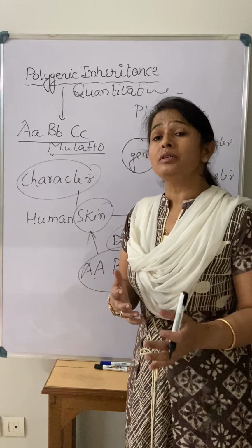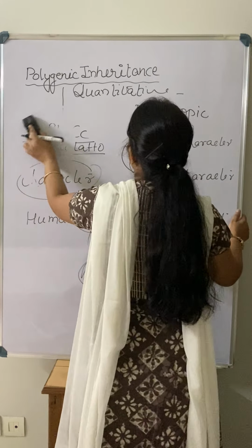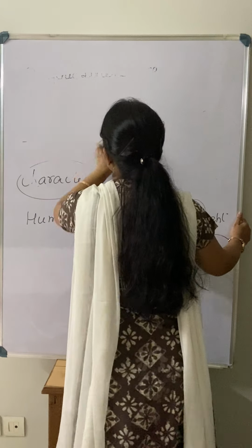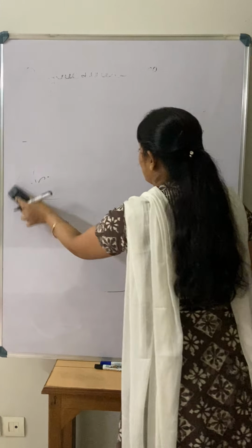So again there was a rediscovery of the Mendelian inheritance. So why was this theory not completely accepted at that time? There was a certain reason behind that. What was the reason?